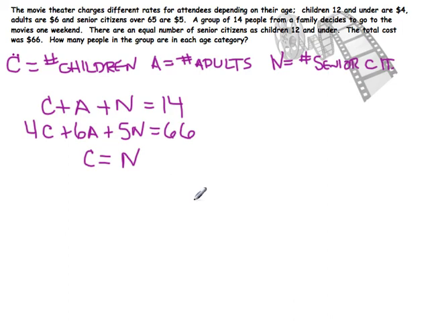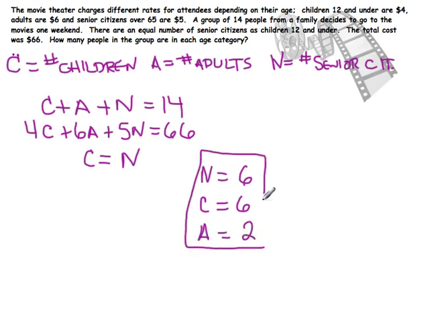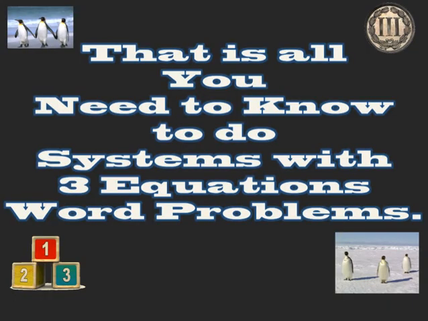All right, now your answer for this problem would be senior citizens would be 6. Children then would also have to be 6. And the number of adults is going to be 2. That's going to be the answer for this problem. So if you wanted to take a minute to work that one out, that should be your correct answer. And that is all you need to know to do systems with 3 equations, real life word problems.